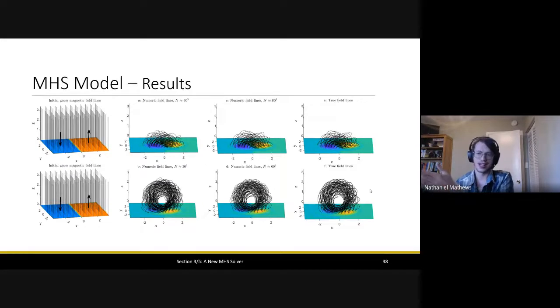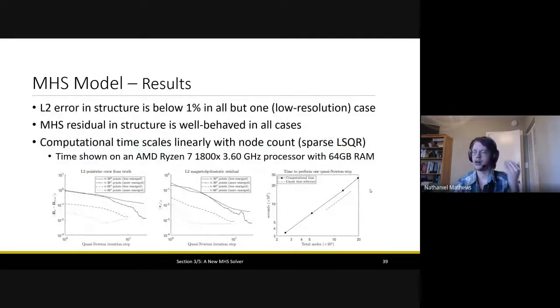That's sort of an eyeball test. We look at these field lines and I'm like, oh, they're the same. We can also compute quantitative error metrics, and those are also good. We have error inside of the magnetic field structure of 1% or less, and the residuals are well behaved. Convergence looks good. This is a method that works and recovers magnetic field lines, and it's not too computationally costly.